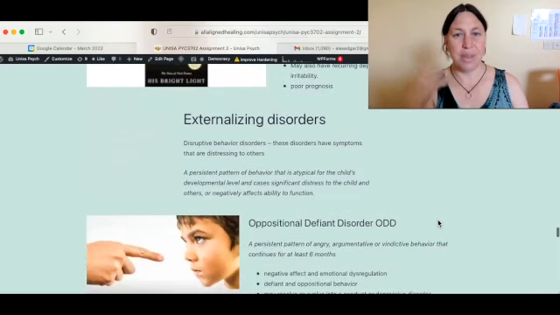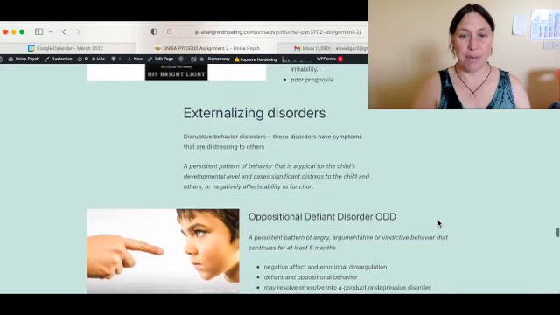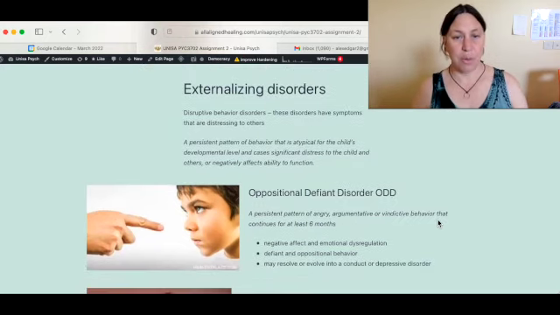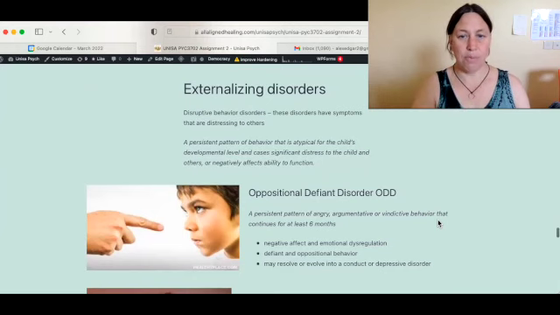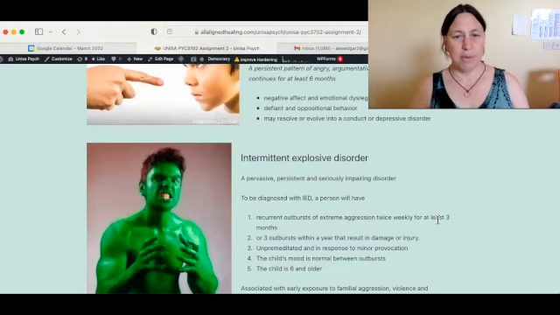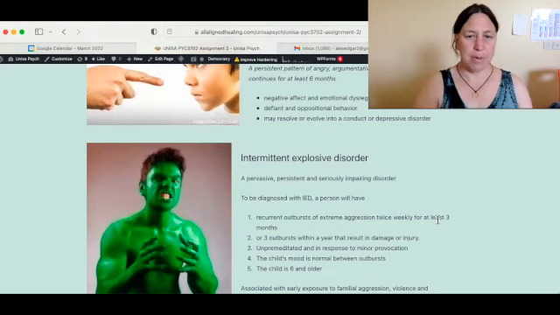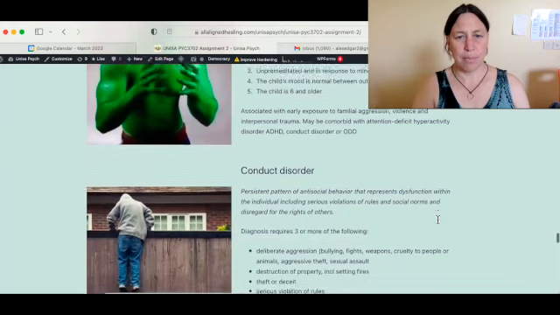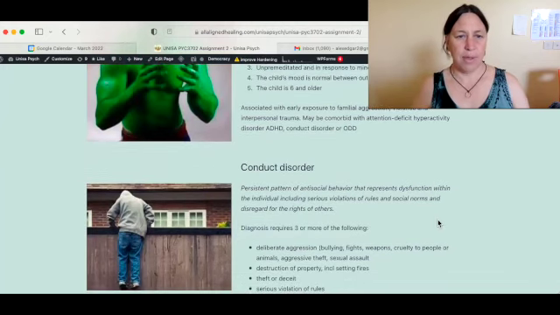Externalizing disorders. These are the childhood disorders disturbing to others. So you have ODD, oppositional defiant disorder, in which the child is oppositional, defiant, angry, argumentative, and vindictive. Okay, it may resolve or evolve into a conduct or depressive disorder. Intermittent explosive disorder, same as in adults. Conduct disorder. This is the same as antisocial personality disorder, but it's in youngsters.